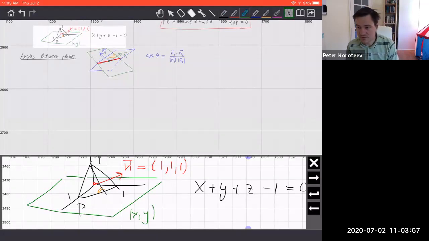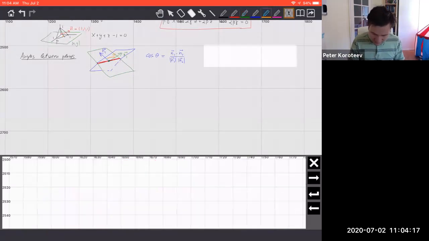N1 and N2 are each orthogonal to their respective planes. That is true, yes. N1 is orthogonal to its plane, and N2 is orthogonal to the other plane. You can see why the definition makes sense if you just try to draw it on a plane. So let's do the same exercise for lines in 2 dimensions. They have 2 lines.